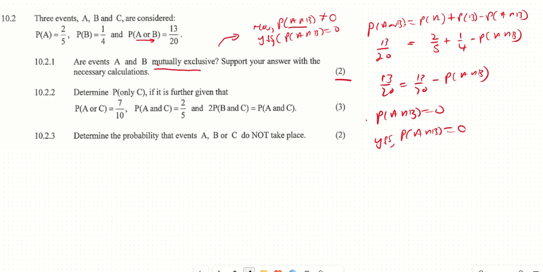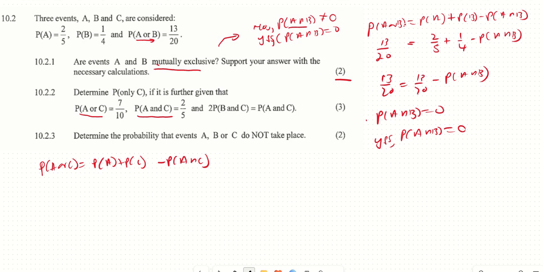Now they say 10.2. Determine the probability of C only if it is further given that probability of A or C is 7 over 10. Look at this. A or C. And remember I mentioned that once you see A or C, think about the identity. So probability of A or C should be equal to what? Probability of A plus probability of C minus probability of A and C. That's the identity. Here what are we given? Probability of A and C is given here. And probability of 2 times B and C is equal to probability of A and C. This is B and C.